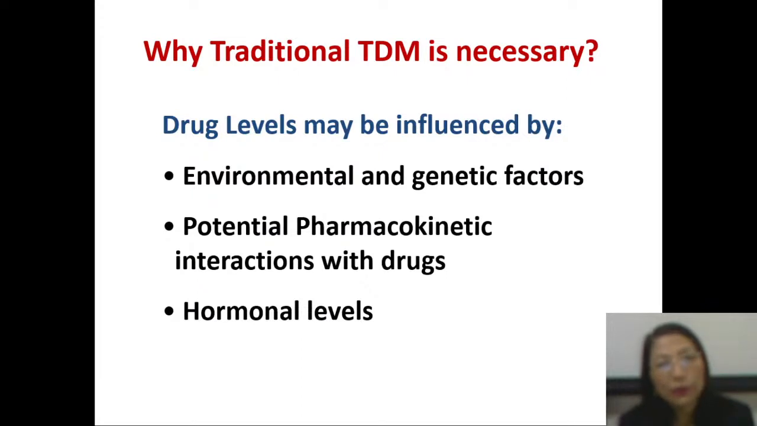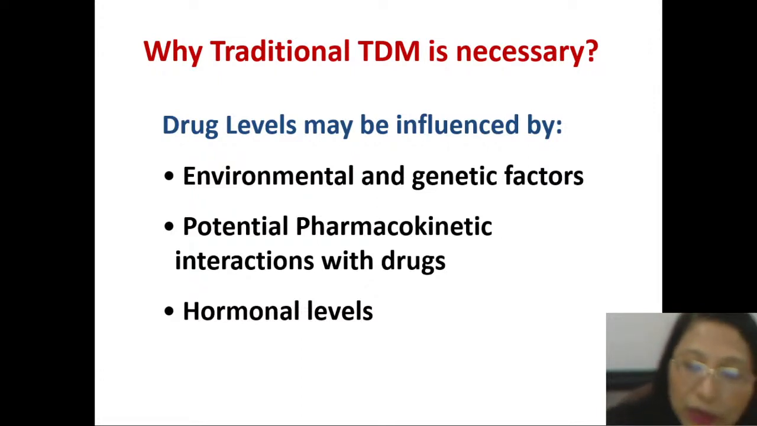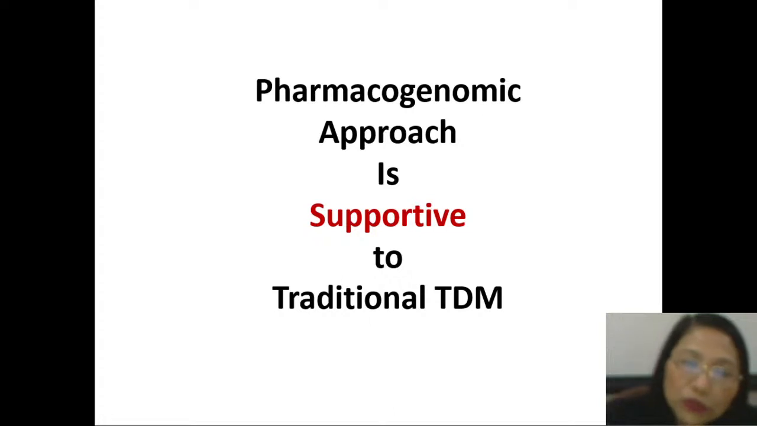Because drug levels may be influenced by environmental and genetic factors, potential pharmacokinetic interactions with other drugs, and hormonal levels can also affect the drugs. So the pharmacogenomic approach is supportive to traditional TDM. For instance, with carbamazepine, you can do a genetic analysis as well, apart from measuring the serum levels of carbamazepine in such patients.